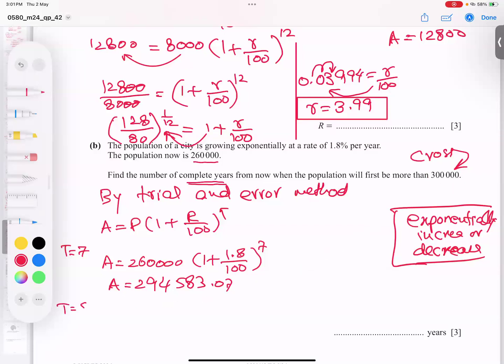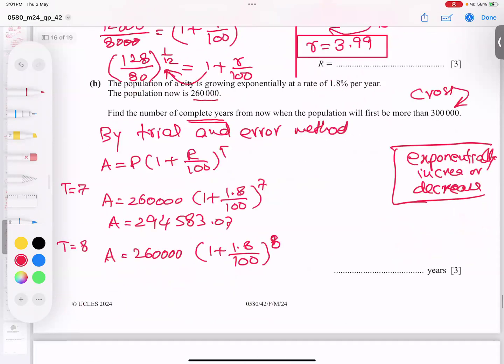Then I will plug in 8. In the calculator, don't erase the values, you know it very well. Just change the 7 to 8 and let's see what answer turns out. Okay, it is coming 299,885. Still, it's slightly less. Now I try with 9.